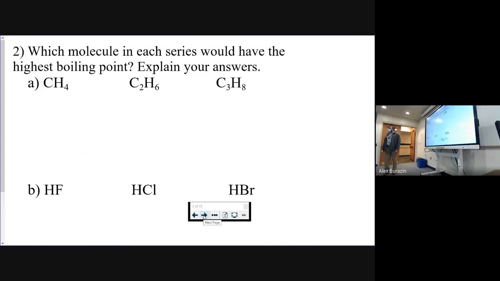Asking about boiling point. But what am I actually asking about? Which has the strongest and weakest? It's an intermolecular forces question. Again, if you see these words, it's a dead giveaway that they want intermolecular forces. That's what they want you to talk about. Which of these is going to have the highest boiling point?